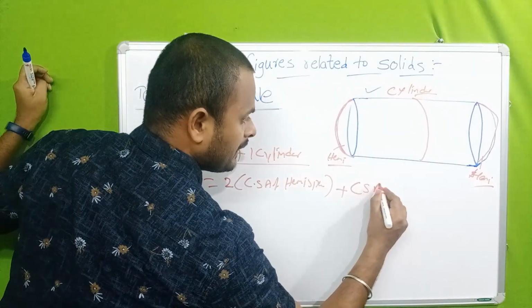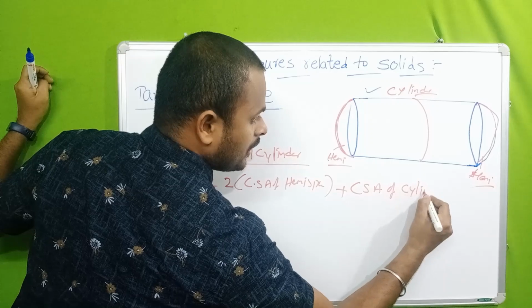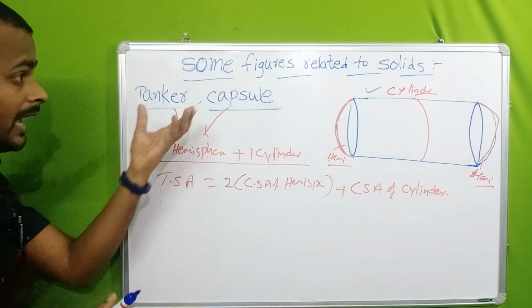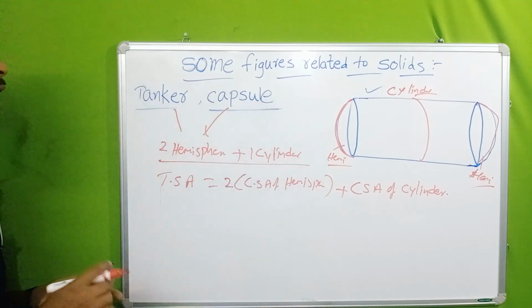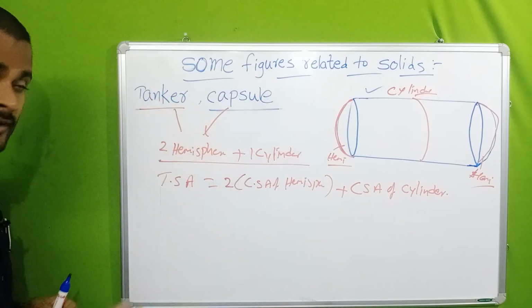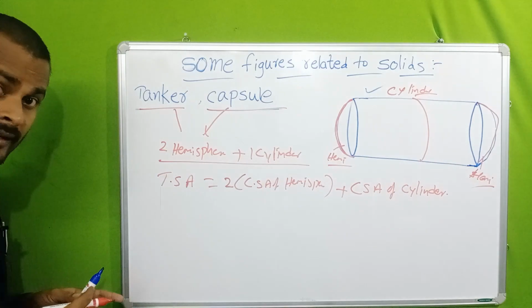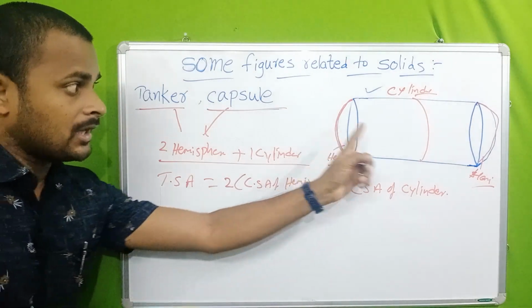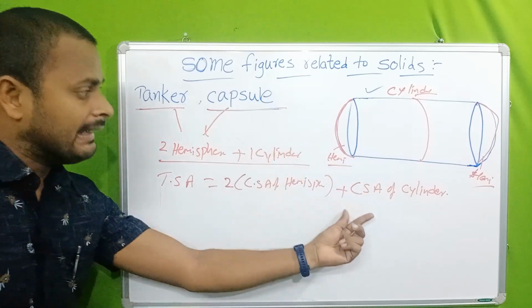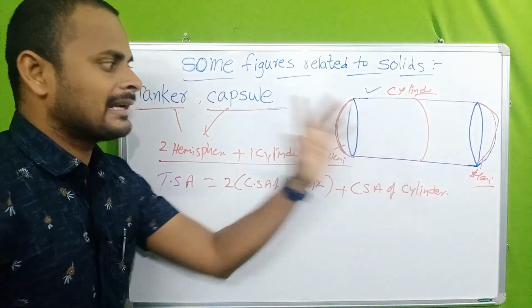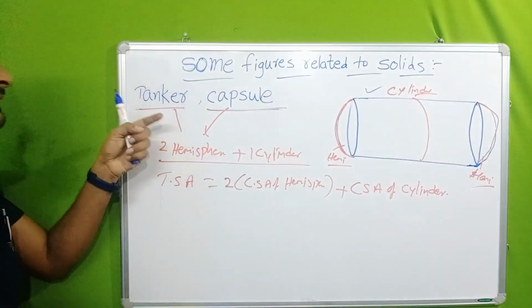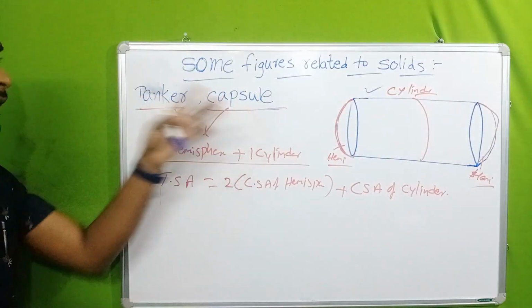So we have to determine the curved surface area of the cylinder. Understand? Here we have to find the total surface area of the tanker or the total surface area of the capsule. How can we determine it? Total surface area equals 2 into the curved surface area of a hemisphere, because there are 2 hemispheres, plus the CSA of the cylindrical part. This is the way to find the total surface area of the tanker or the capsule.